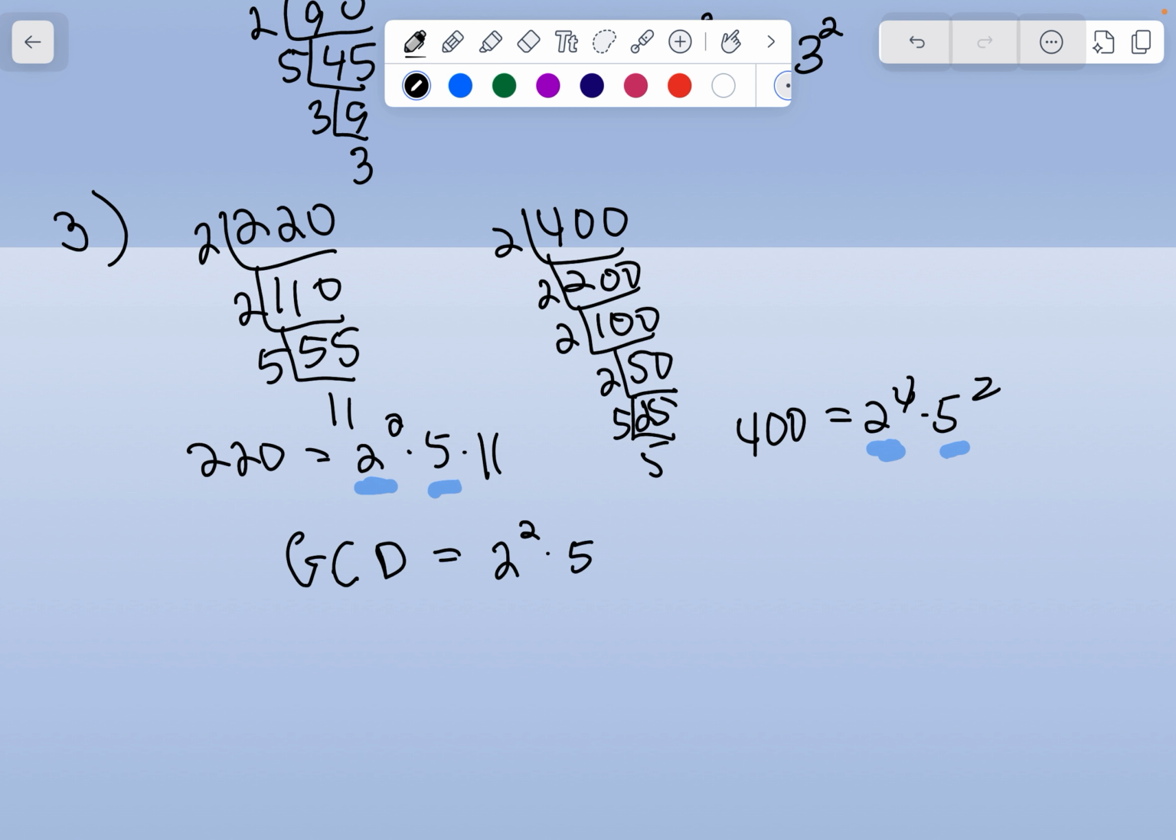So it would just be 4 times 5, or 20. And then you can check. 20 goes into 220 evenly, yep. 20 goes into 400 evenly, yep. And that's the largest number that will divide into both.